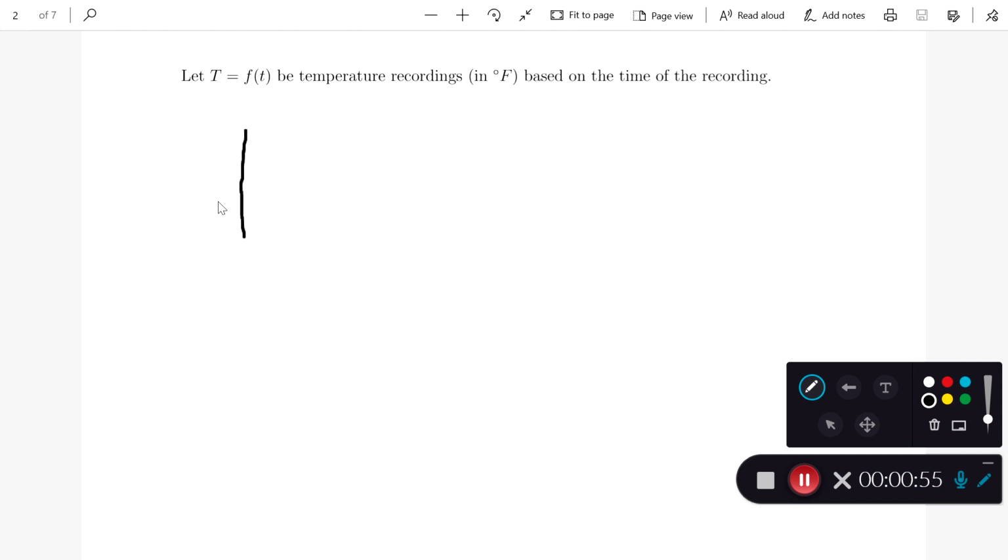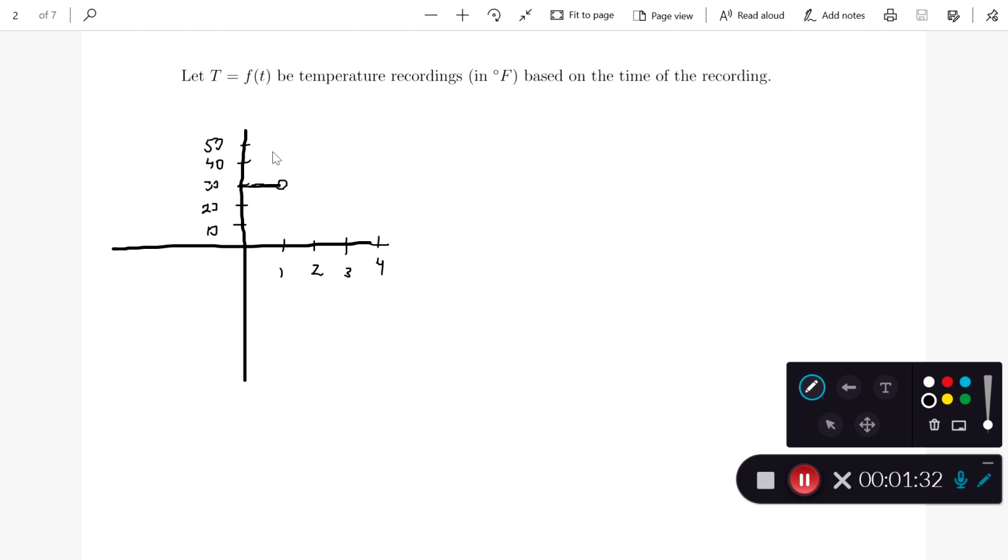Say, for example, you're taking temperature recordings every hour over a, say, 4-hour period. And the y-axis is going by 10, so this is in degrees Fahrenheit. Let's suppose when you first make a recording of the temperature, you get 30 degrees.